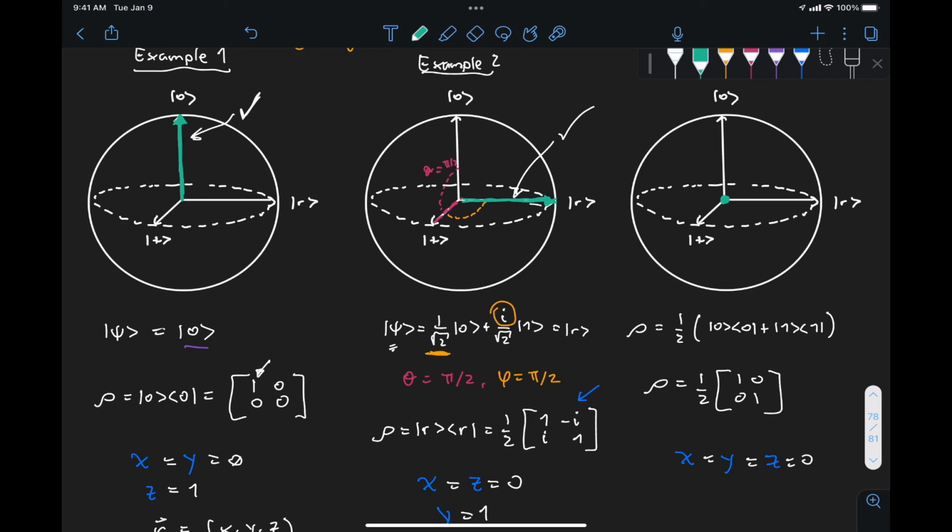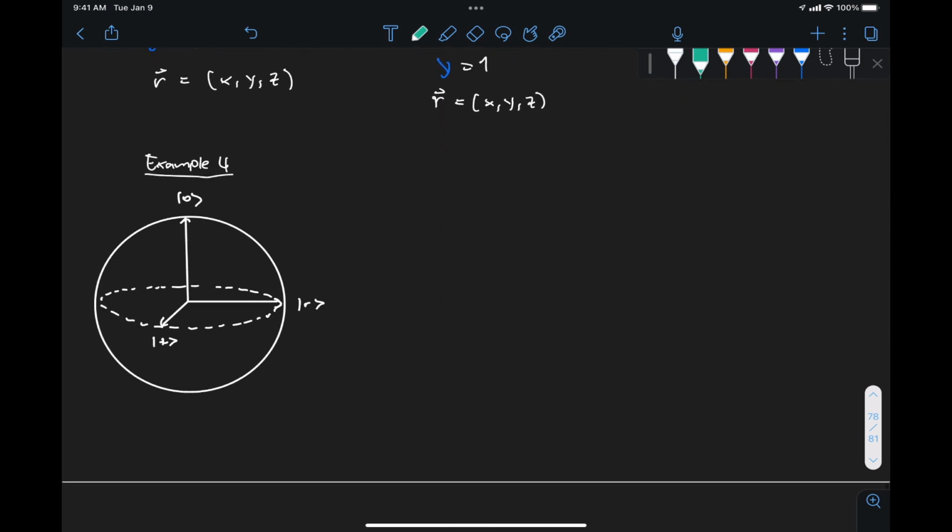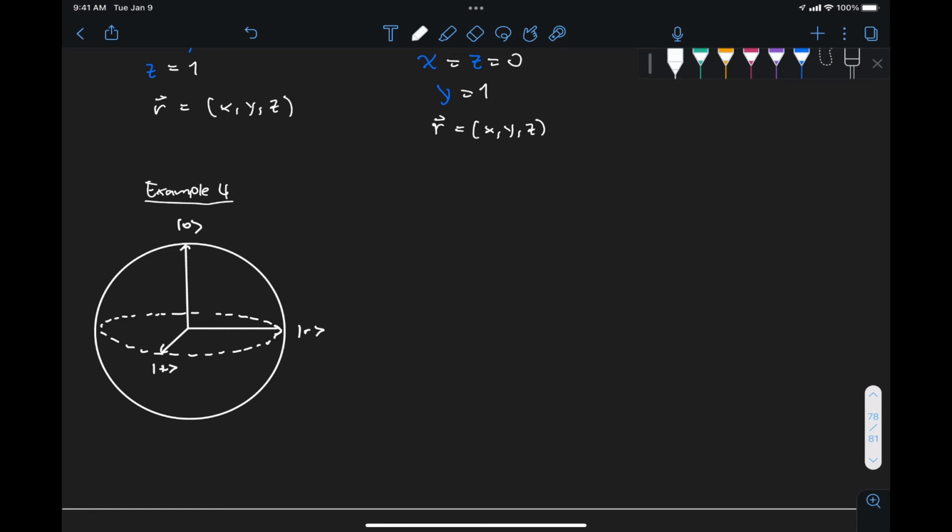So let's look at a last example where, let's say now we have a density matrix of the form 1/2 of 1, i over 2, minus i over 2, and 1. Well, to generate this matrix, our components z and x must be equal to 0, and the component y has to be equal to 1/2. And that will correspond to a Bloch vector along the y-axis of length 1/2.